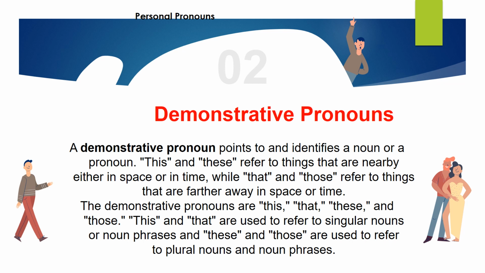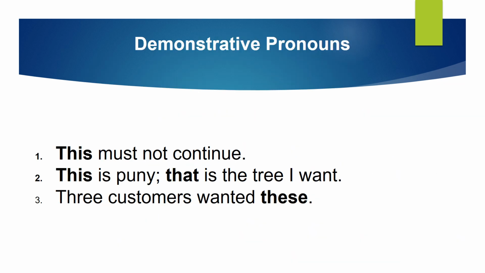So remember, the point is that a demonstrative pronoun is a pronoun used to demonstrate or to point to a certain thing. So what are the examples of demonstrative pronouns? First, take a look at sentence number 1. "This must not continue." In this case, "this" is the subject of a compound verb, so it is a demonstrative pronoun.